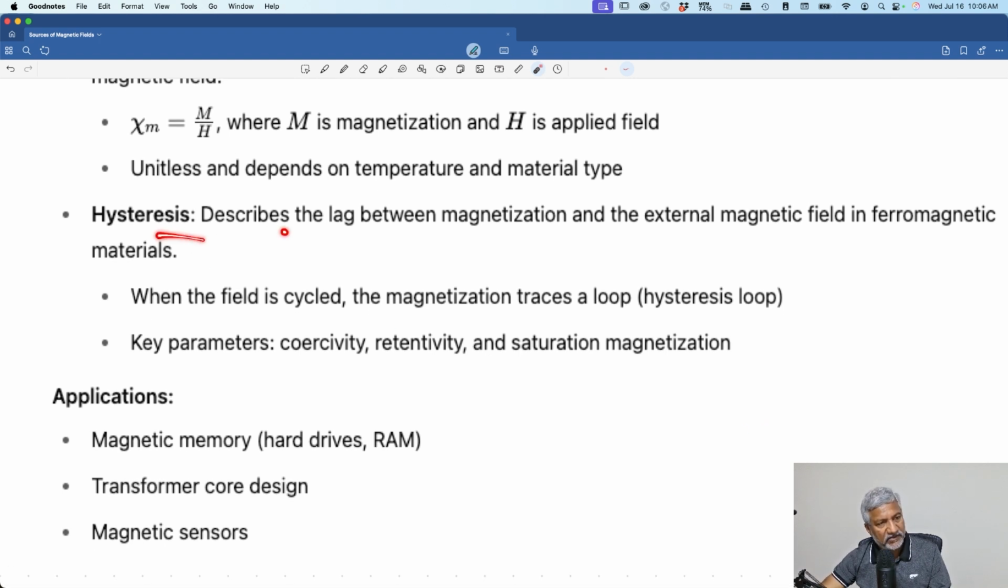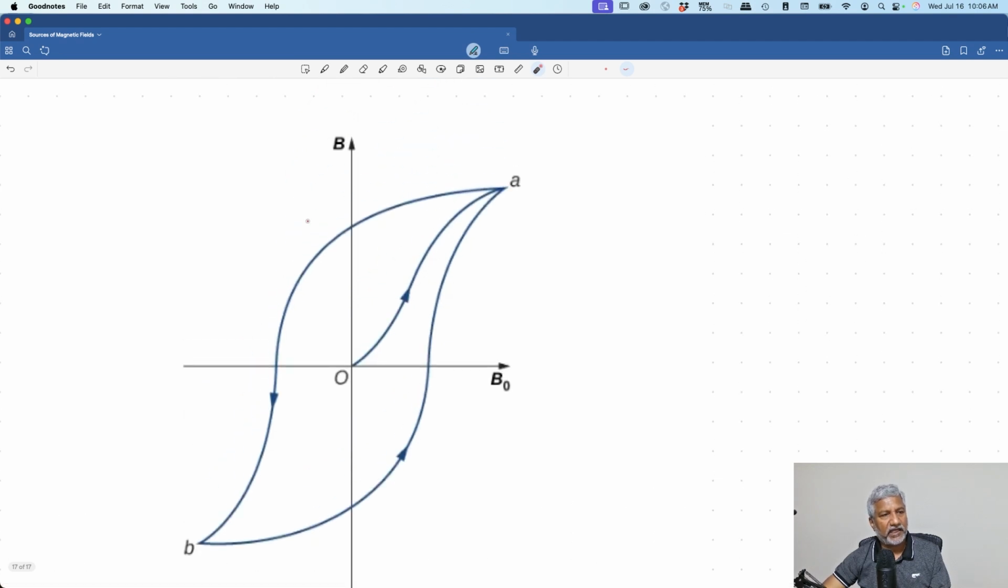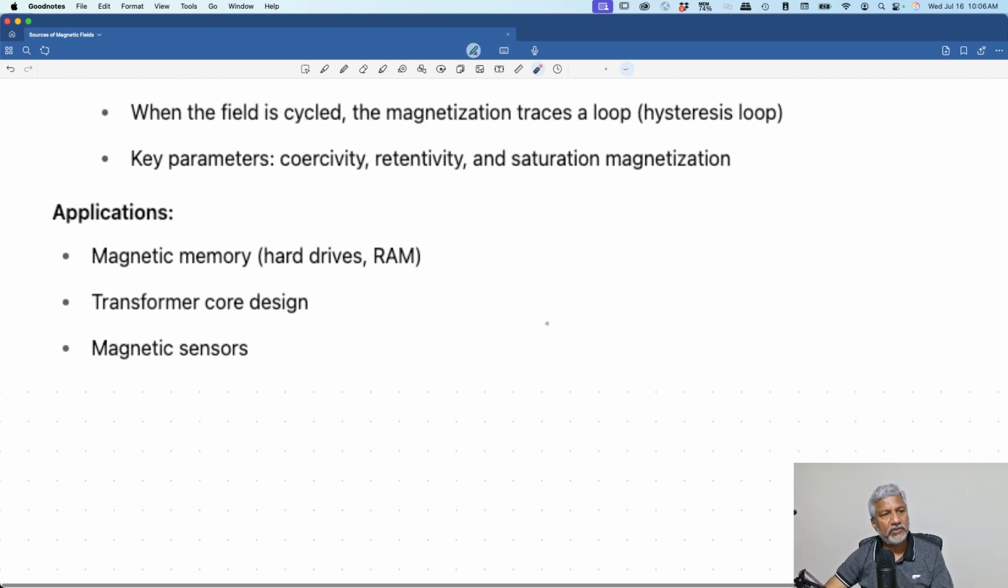So read this. Hysteresis means the lag between magnetization and the external magnetic field in ferromagnetic material. So, all right, look at this word. You got to go, and saturation of magnetization is the maximum magnetic field that it can have. Okay, so this one, this point A, is the saturation of magnetization. I didn't want you to miss out on that.